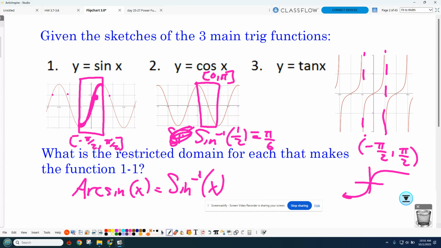Tan inverse looks like this. It has 2 naturally occurring horizontal asymptotes. They love this. We can integrate from negative infinity to infinity and get an answer.